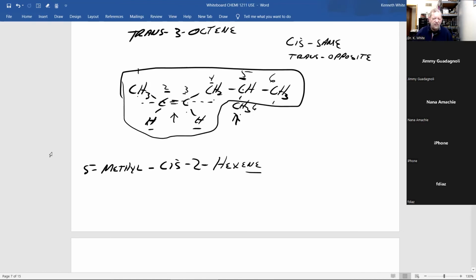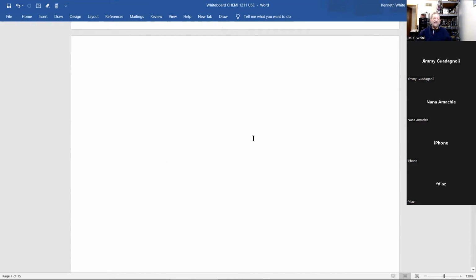Again, find the longest chain with both carbons of the double bond. Next, name it as an alkane. Double bond, drop the A on the end, put E-N-E. Next, what carbon of the double bond is closest to the end of the chain? And that's this one, carbon 2. And then since you have a hydrogen on each carbon of the double bond, and it's below the line or the plane, that's cis. And finally, on carbon 5, we have your good friend, the methyl group. All right, in a second, I'll be going through, here's the name, how to draw the structure.